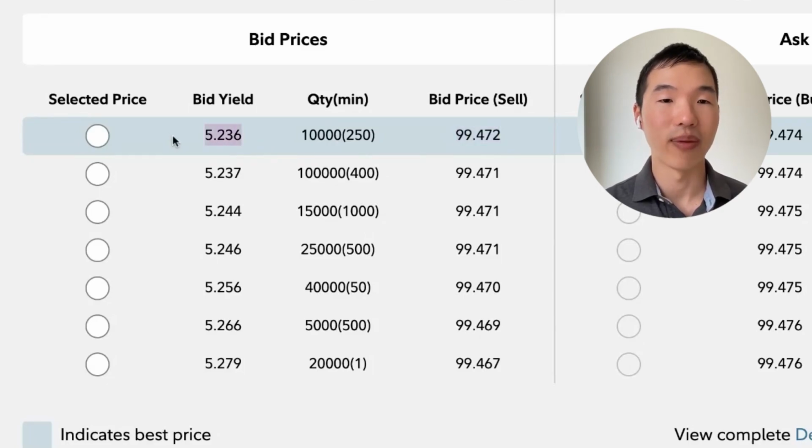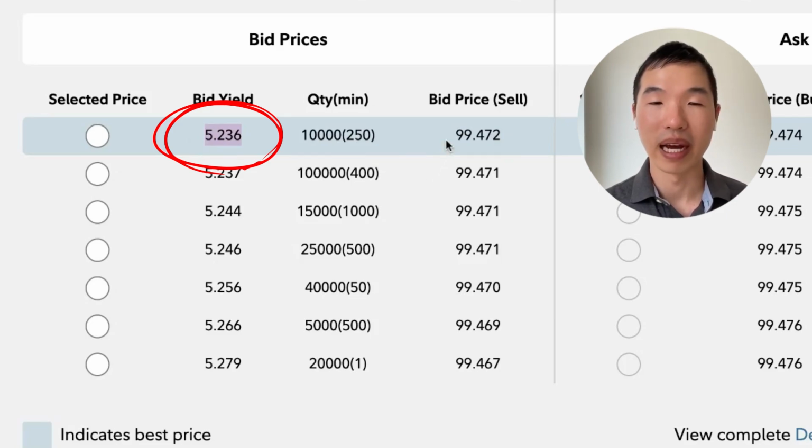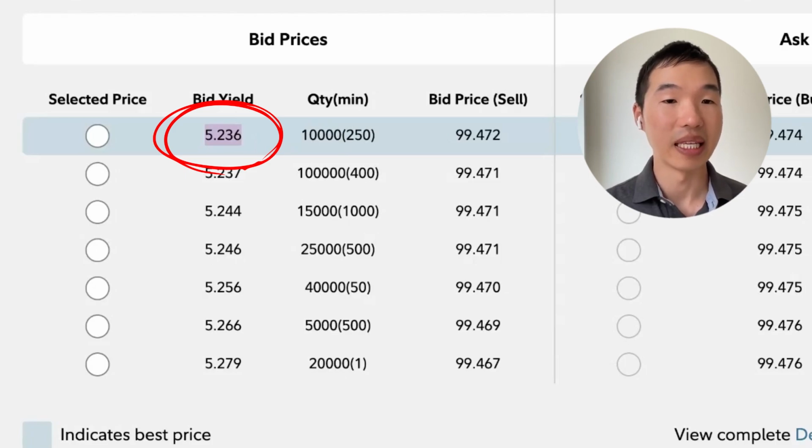Now, because you'll receive 100 cents on the dollar by October 10th, you can actually calculate the return, but Fidelity also shows that right here in the bid yield. Basically, this bid price of 99.472 is equivalent to a yield of approximately 5.236. That's an annualized return figure.